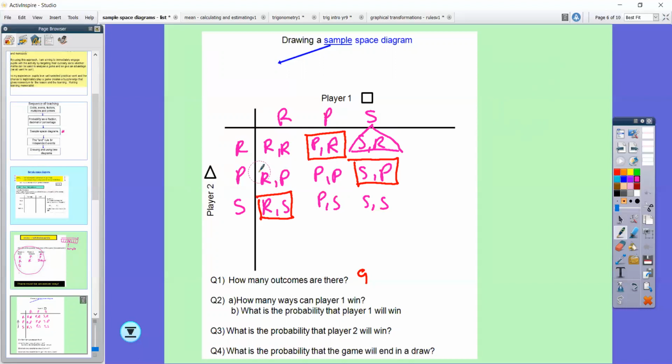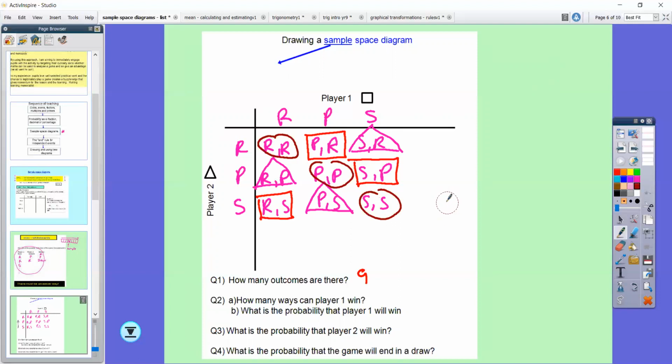Rock, paper, paper wraps around rock. So that one there. I should use a different color. And paper, scissors, paper, scissors, paper, scissors. Who wins that one then? Scissors, paper. Yeah, player two. Okay, and what have we got left in the middle then? What we've got left in the middle are these three, which we can see are the draws.